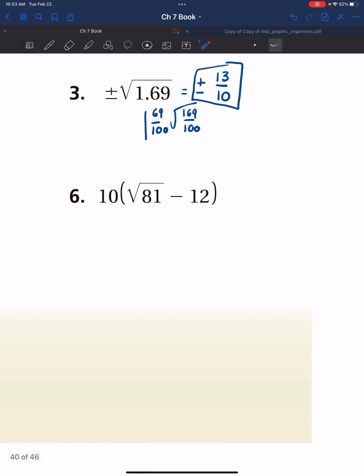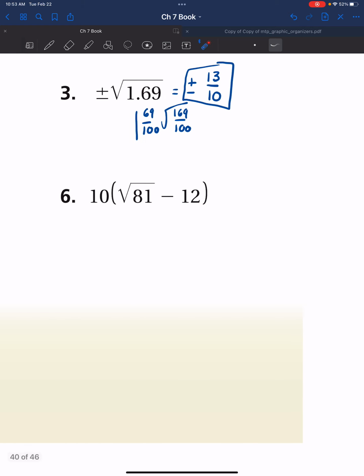All right, number 6. According to the order of operations, what do I have to do first? The things inside the parentheses first, and inside the parentheses I have to do the square root. What is the square root of 81? 9. So now I've got 10 times 9 minus 12, and those are in parentheses. I have to do 9 minus 12 first.